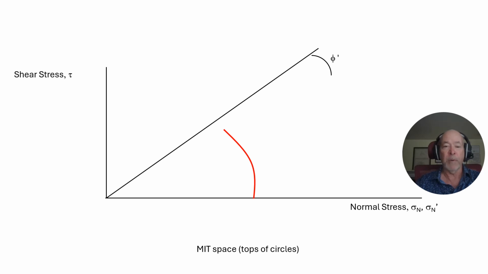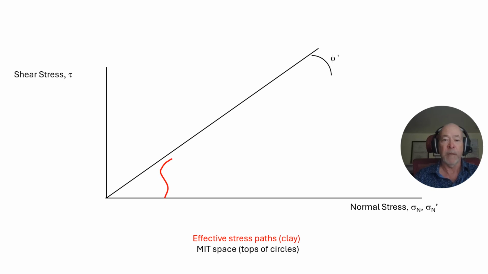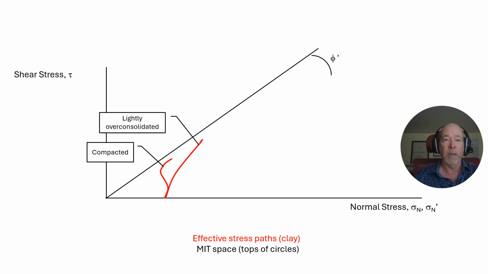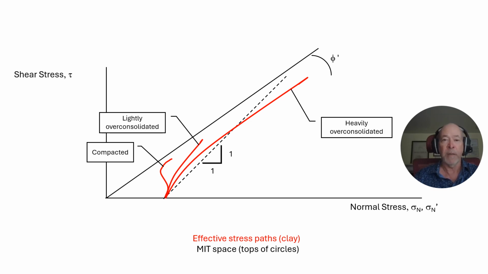So let's look at some typical stress paths, still in MIT space, where we're looking at the top of the circle. So this is an effective stress path for a normally consolidated clay. That's what a normally consolidated clay will always behave like. Now, if we've got a different situation, this is what a compacted clay looks like. This is what a lightly over-consolidated clay looks like. And if we put in here this one-to-one slope line for assessing this, we've got, in this case, heavily over-consolidated clay because it's crossed over that one-to-one line. So we know it's heavily over-consolidated. And that's the shape that these stress paths will always take under these conditions.